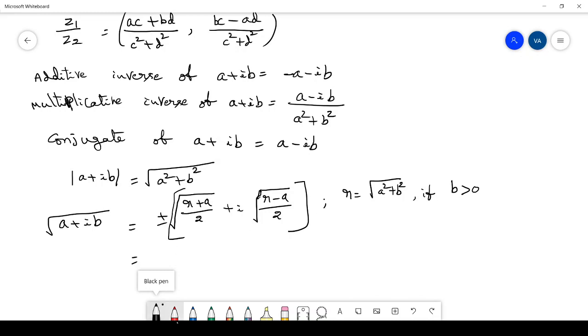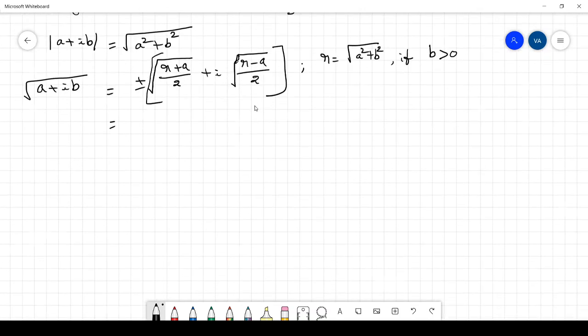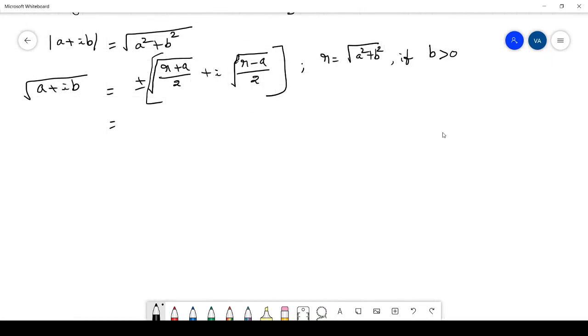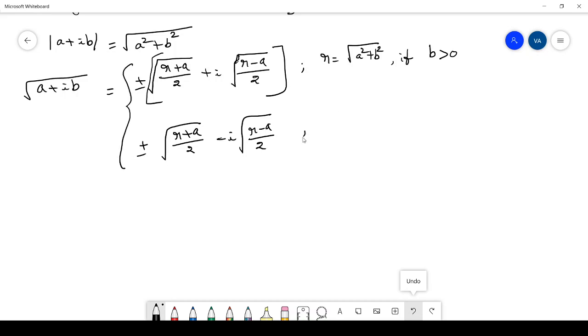Next, if b is less than 0, then it is plus or minus square root of (r plus a) by 2 minus i into square root of (r minus a) by 2. Here also r is square root of a square plus b square.